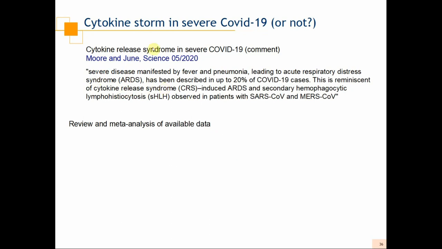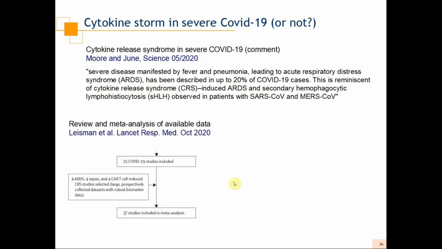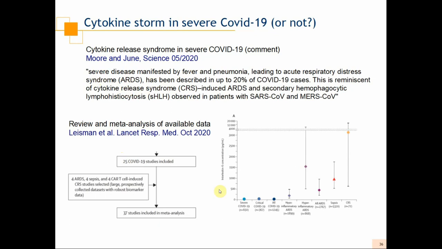So this was the comment in May 2020. I think it was quite influential. But other people have tried to look at this idea a bit more critically. This was a review of meta-analyses published in October last year. They tried to look at all the available studies to find out how much IL-6 you really have in people with critical COVID-19.